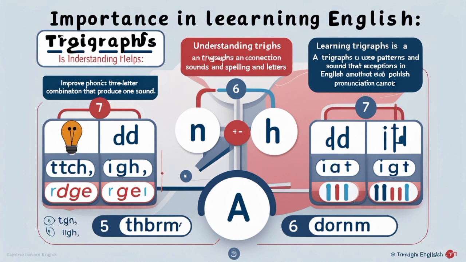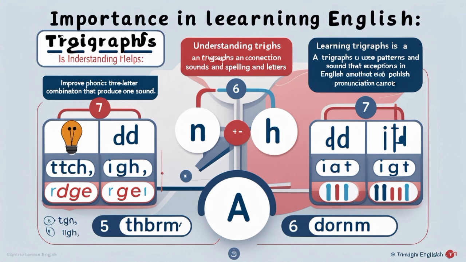14. Trigraphs and reading skills. Recognizing trigraphs improves reading fluency. When a learner sees IGH, they no longer need to sound out every letter, they instantly know it's the "eye" sound. This skill helps with faster reading, better pronunciation, and understanding word families like night, light, bright.